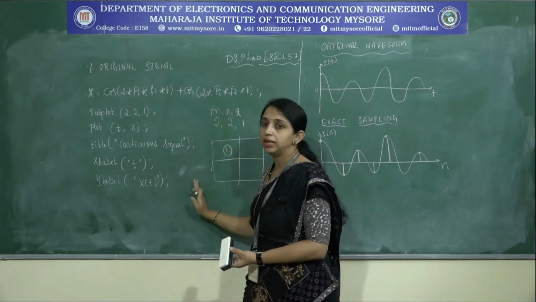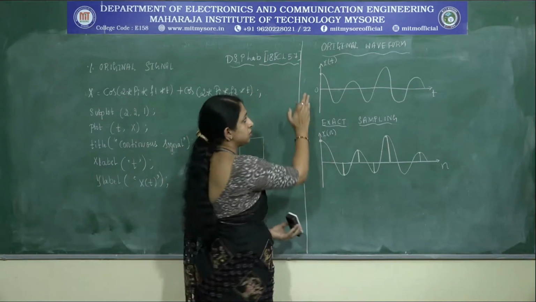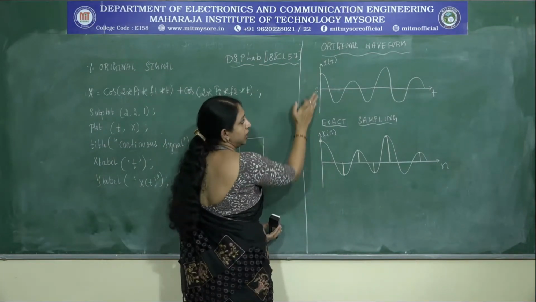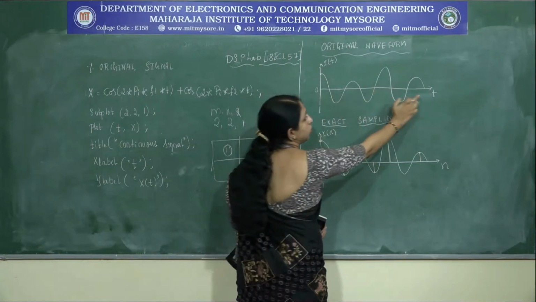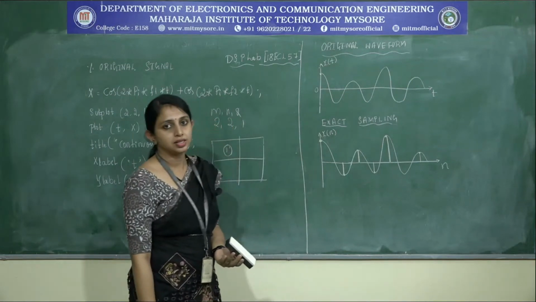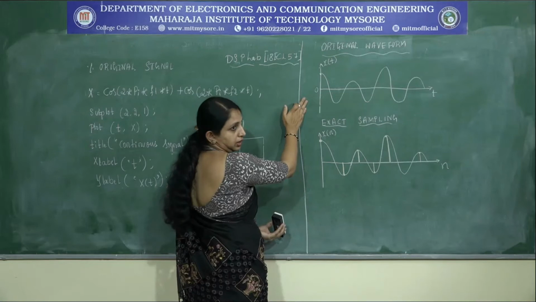It is a continuous time signal which is indicated by x of t. So, this part will give an output in the figure window like this. This is the original wave. This wave is random in nature because it is a composite signal. Okay, and this will be the continuous signal.